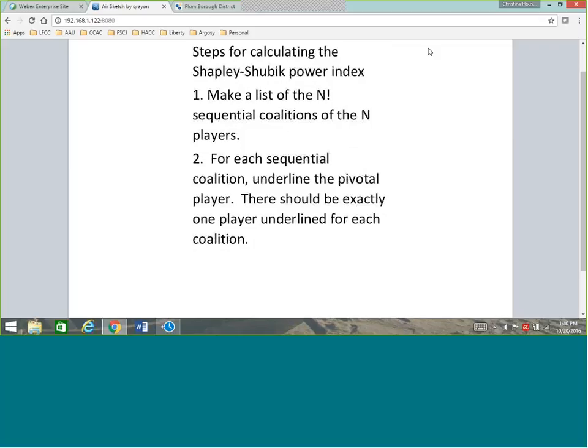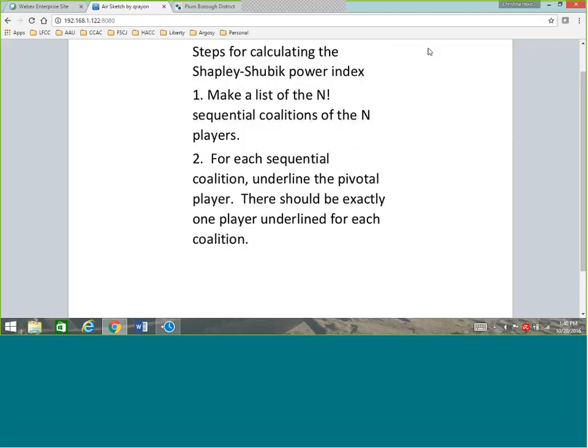Think of it this way also. If there are 3 players, 3 factorial is 6. There are 6 sequential coalitions. But it's the same 6 every time. So once you have that list, you can just keep reusing it.